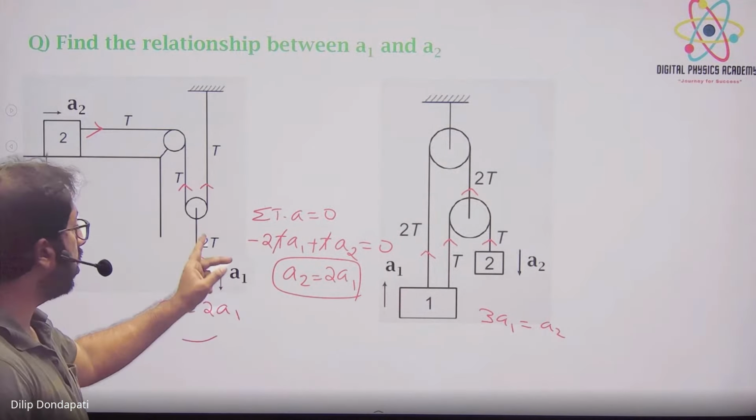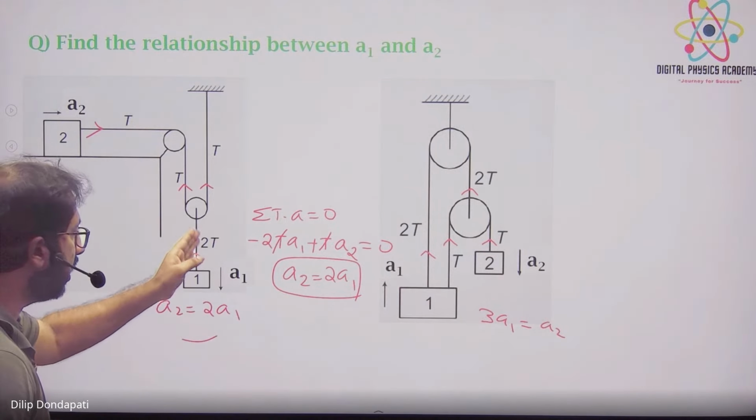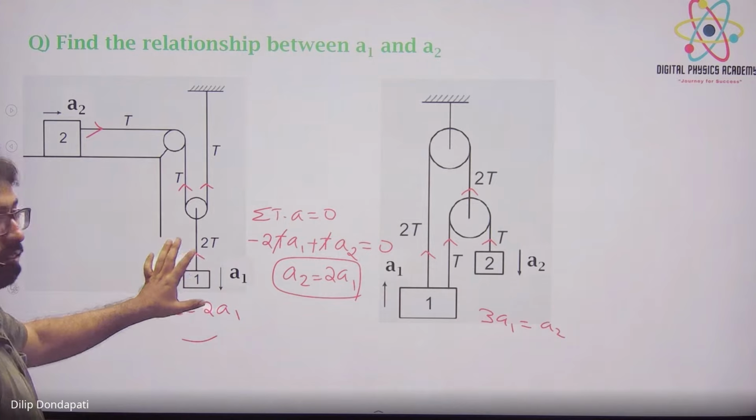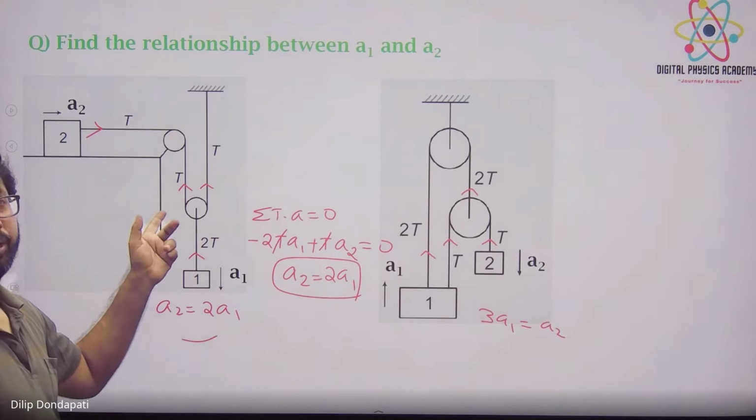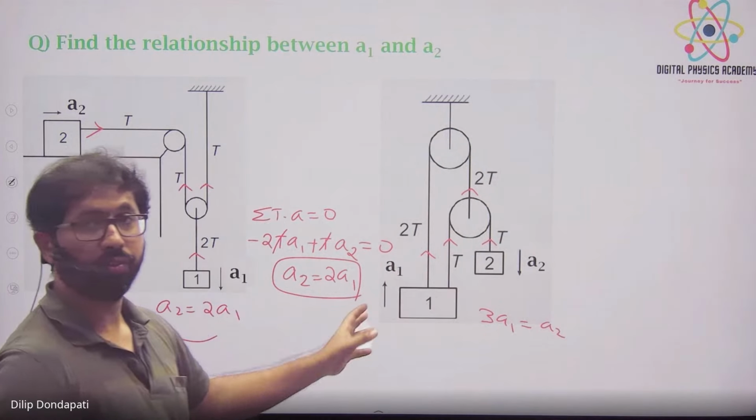If you know the relation between a1 and a2, only then can you solve further. If there's tension, you can use net force equal to ma. If you don't use the acceleration relationship, it's over; you cannot find the tension. Okay.